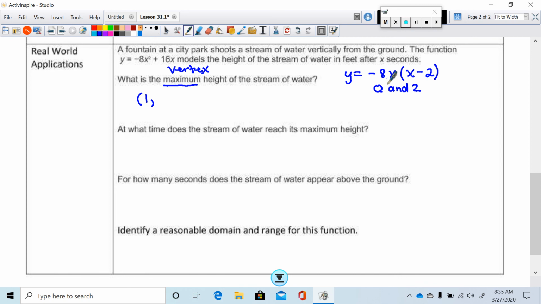Now I want to go ahead and plug the 1 into this equation, or the original one, it doesn't matter which one. So negative 8 times 1 squared plus 16 times 1. That's negative 8 plus 16. That equals 8. That's the y value of your vertex. Now if you're reading this, it's feet after x seconds, so x is the seconds, that's the time. And the function is the height, so that's the height. So the maximum height of the stream of water is 8 feet.